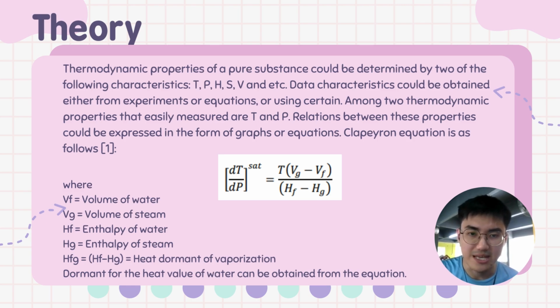The Clapeyron equation is as follows. In the equation given, Vf is the volume of water, Vg is the volume of steam, Hf is the enthalpy of water, Hg is the enthalpy of steam, and Hfg is equal to Hg minus Hf, which is the latent heat of vaporization. The latent heat value of water can be obtained from the equation.